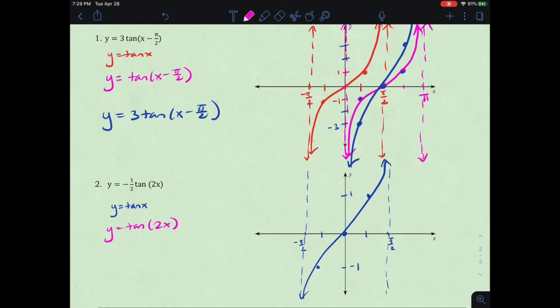So what that means is that if I take one of my asymptotes, which is at pi over 2, and divide that by 2, then I'll get pi over 4. And that's going to be my new asymptote. Similarly, if I take my other vertical asymptote, which is at negative pi over 2, and divide that by 2, I get negative pi over 4. And so that means that my new asymptote will be at negative pi over 4. So let me just label this real quick.